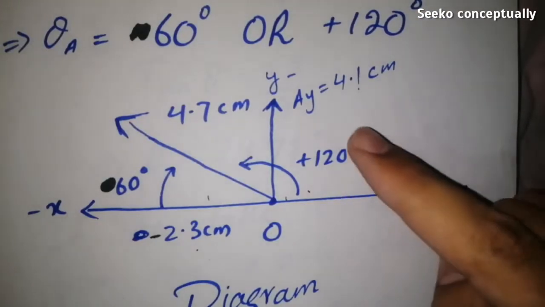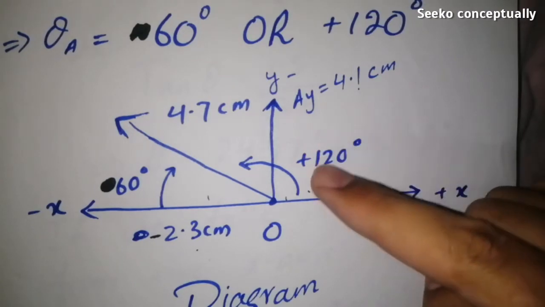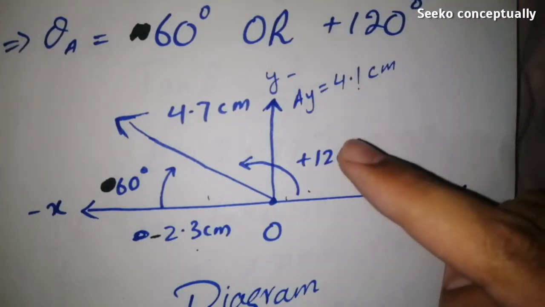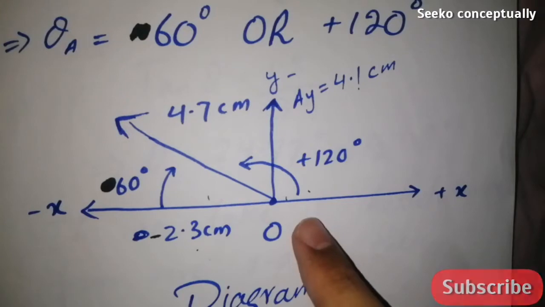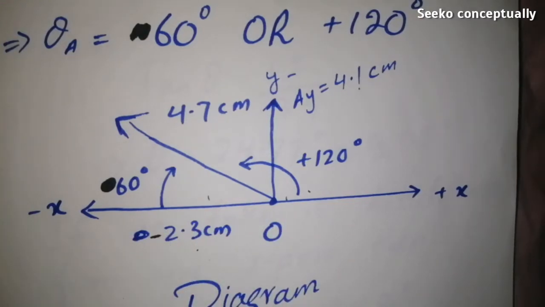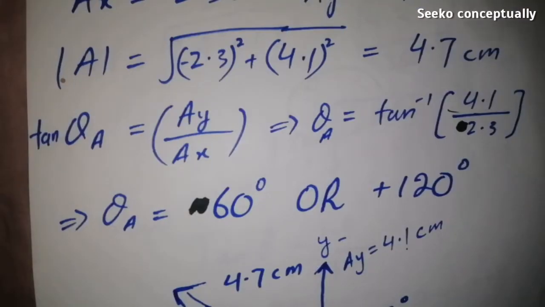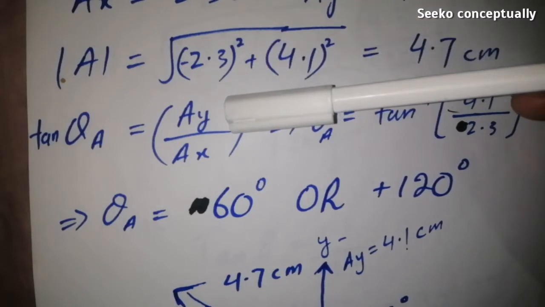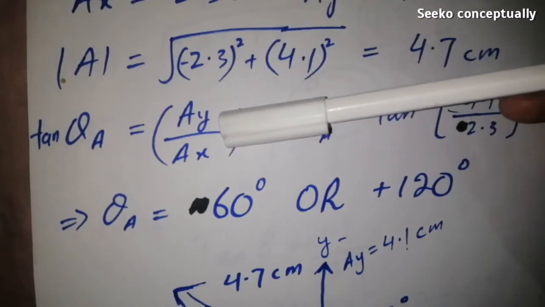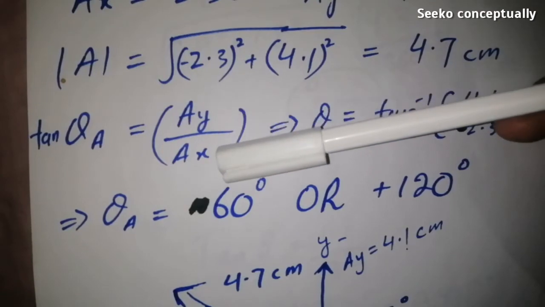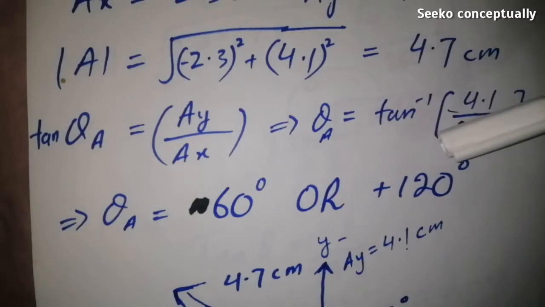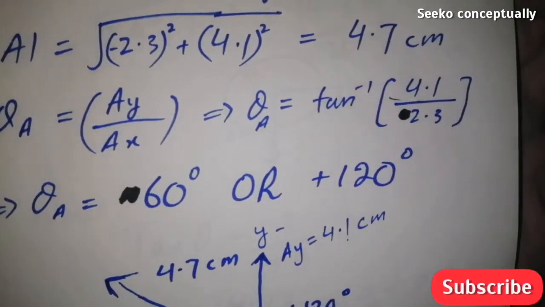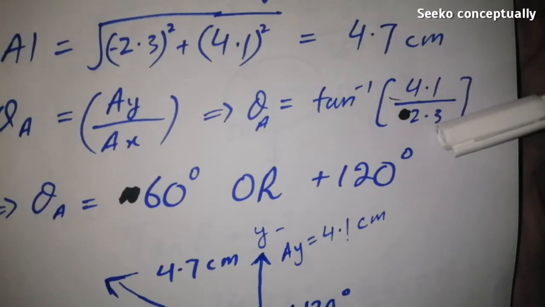Here, as the y component is positive, we should go upward, and as the x component is negative, we should go in the negative x direction or towards the left side. Now, as we know that the direction is given by the tangent theta, tangent theta is equal to the vertical component divided by the horizontal component, the perpendicular divided by the base. Rearranging this for theta, it becomes tangent inverse perpendicular by base, or 4.1 divided by 2.3.